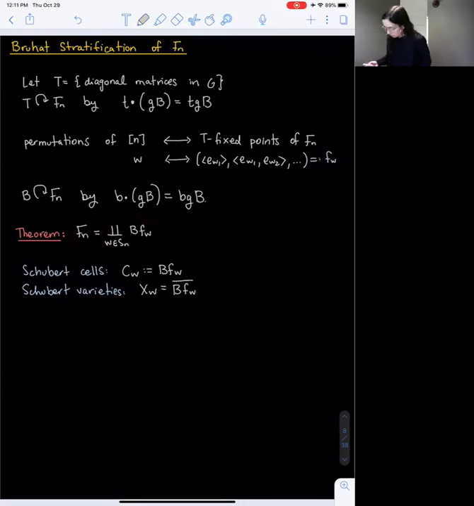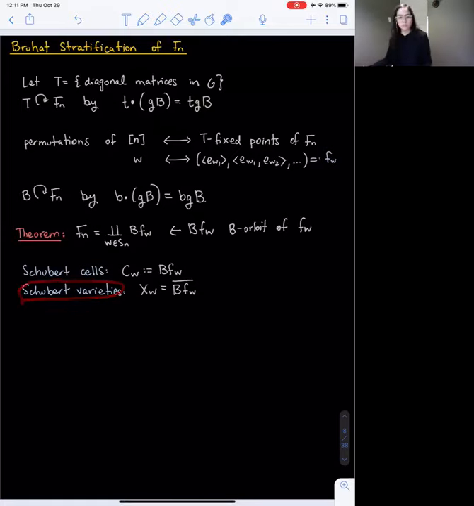Here, BwB is a B-orbit, the B-orbit of the flag of the permutation w. This stratification is quite important, and there are names associated to the strata. First, we have the Schubert cells. These orbits are called the Schubert cells. Then the Schubert varieties, which are the first subject I wanted to talk about today, are the closures of those Schubert cells.